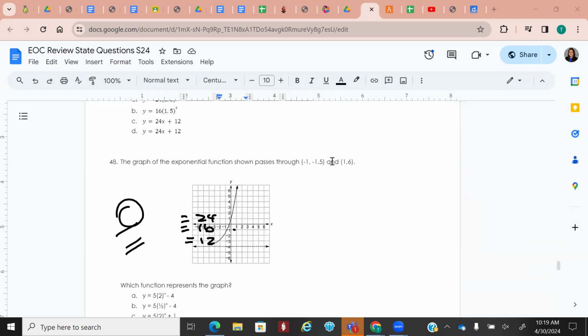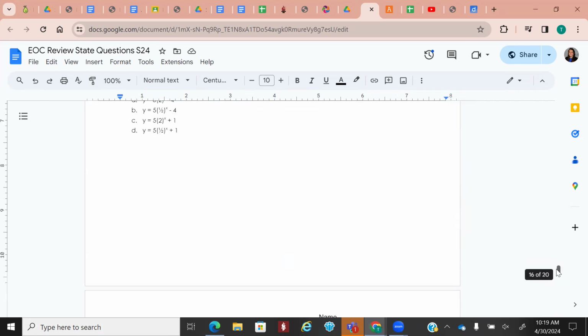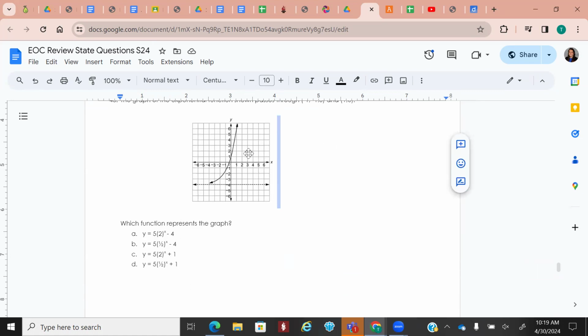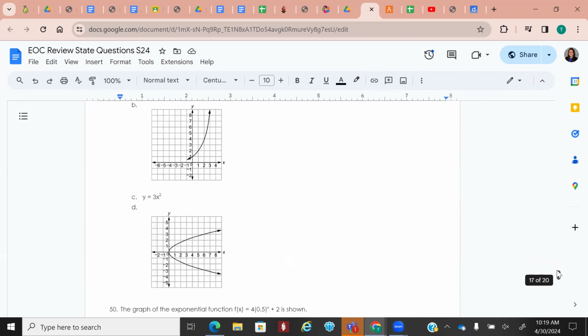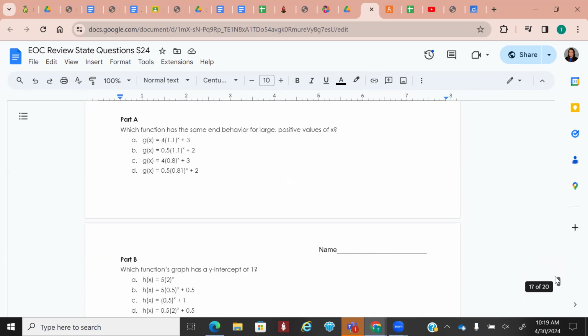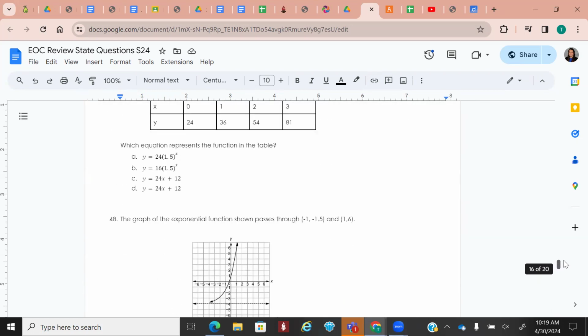Okay, on this next one, you're taking this number, plugging it in to see if you get this number. You're taking this number, plugging it in to see if you get this number. You're going to try it for all 4 of those equations. Okay? Or you can graph all 4 of these equations, and see which one matches up with this graph. So what I'd like for you to do is go ahead and take a moment. I want you to do 48, 49, and 50. And then we're going to check our work.